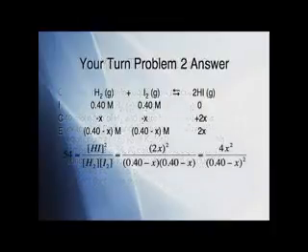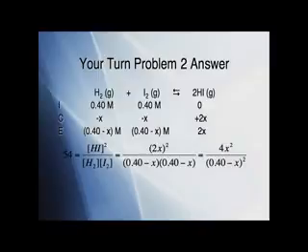So welcome back. Let's take a look. First thing you wanted to do here was to set up an ICE chart. And because the volume of the flask was 1 liter, we want to go ahead and calculate the concentrations, and it's really nice when it's 1 liter because you just divide the moles by 1 and you get the initial concentrations of the H2 and I2, which are both then 0.4 moles per liter.